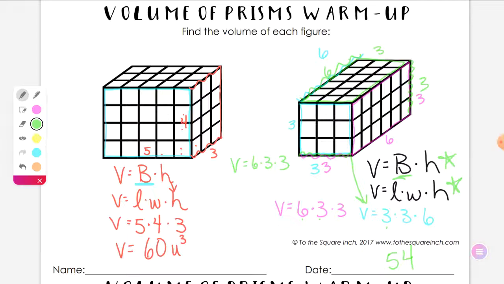Okay, so regardless of which side you called your base shape, you should have come up with 54. What am I missing? Cubic units as your volume. Okay, go ahead and turn the page.